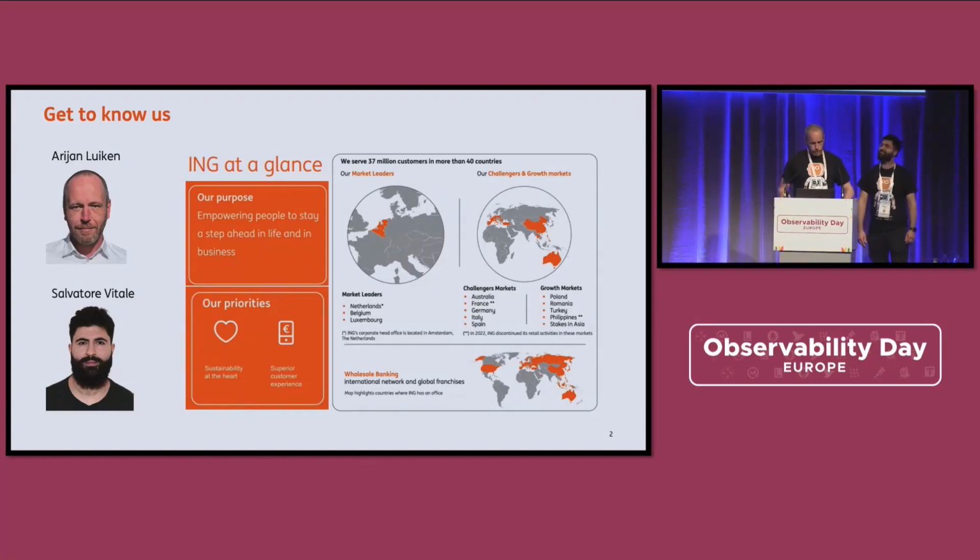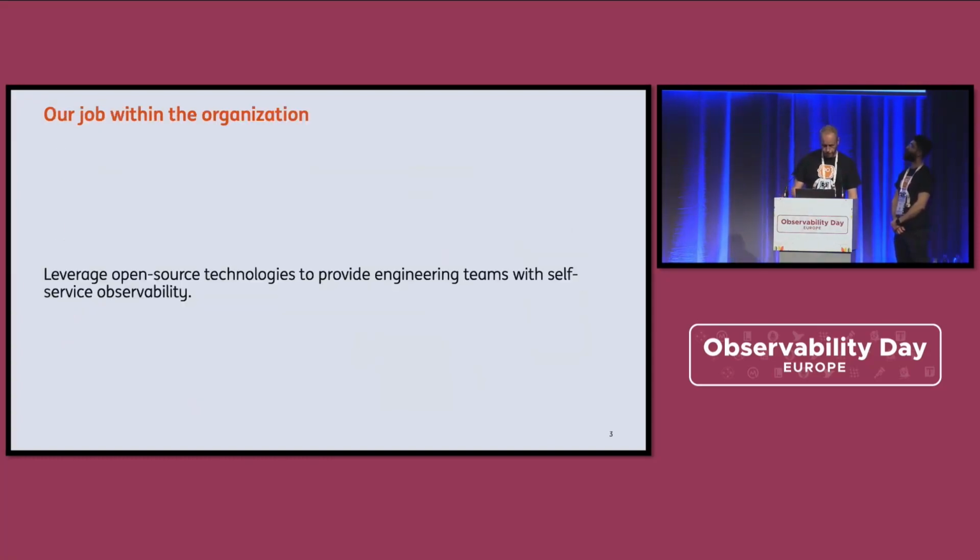We are here on behalf of ING. ING is a bank with a global presence, but by far the biggest presence that we have is in Europe. So our job within the organization is quite interesting, because only 2 years ago, I guess, we were still using monitoring systems like Tivoli and HP OpenView, and we identified that open source was the way forward. So we started working, and what we want to provide is a self-service platform for our engineers, so that they can simply spin up the observability that they need.